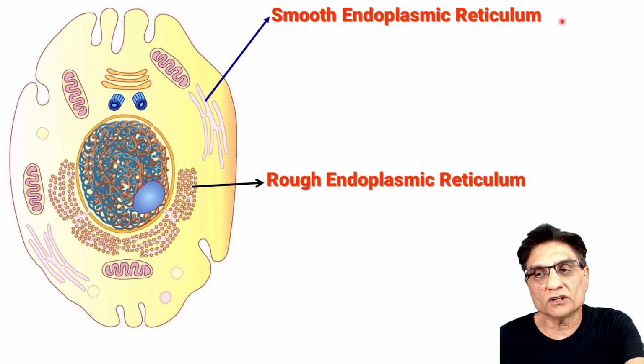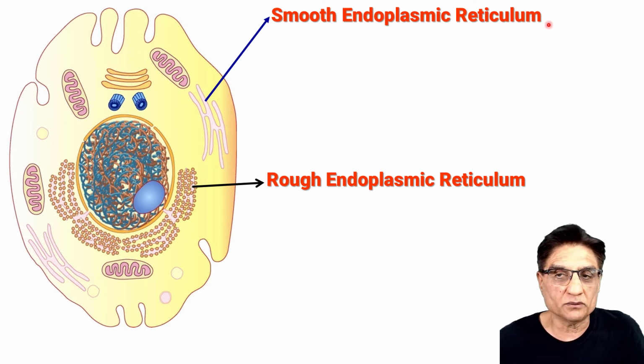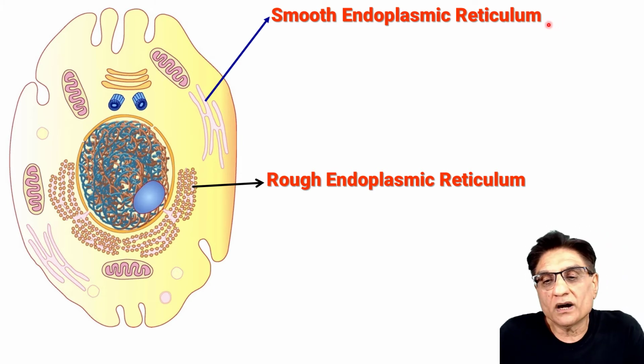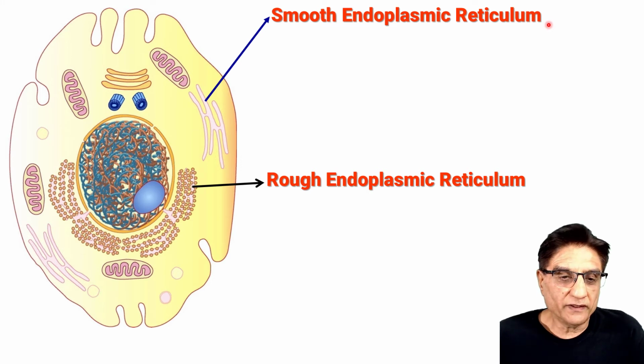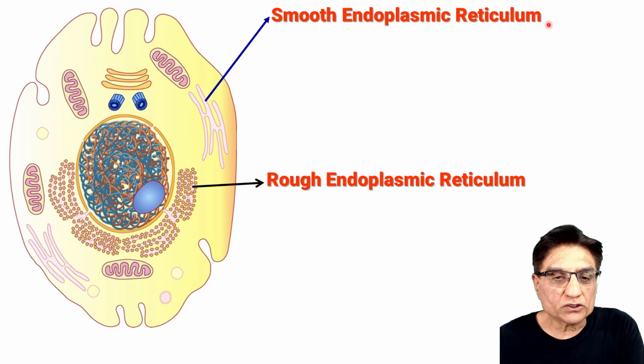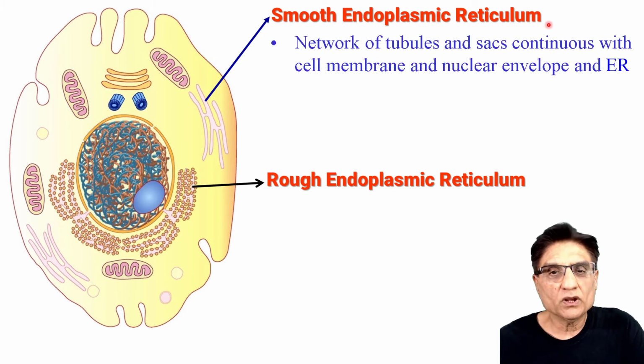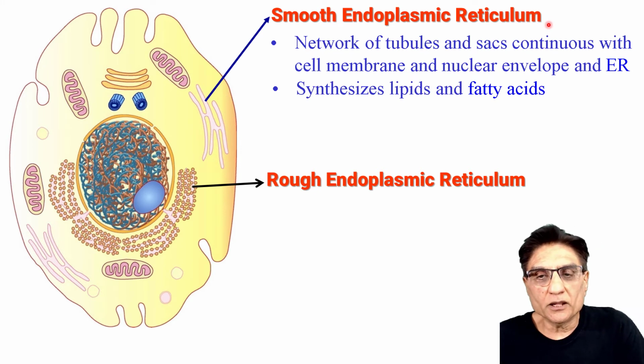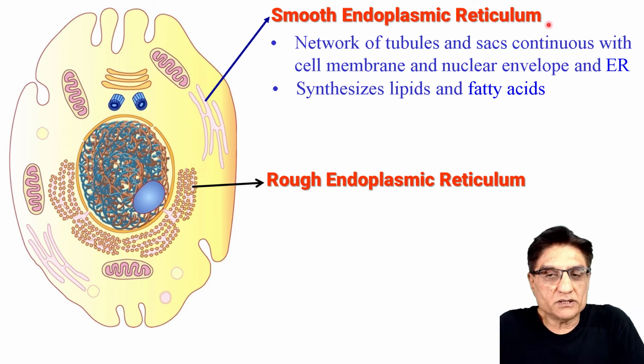That's why this is called a smooth endoplasmic reticulum. So there are two kinds of endoplasmic reticula inside the cells, and that's how they look. Physically, structurally, they appear to be different. When it comes to the smooth endoplasmic reticulum, it helps in lipid synthesis.